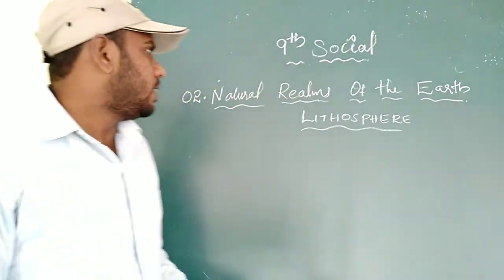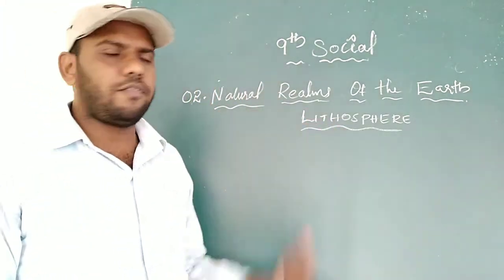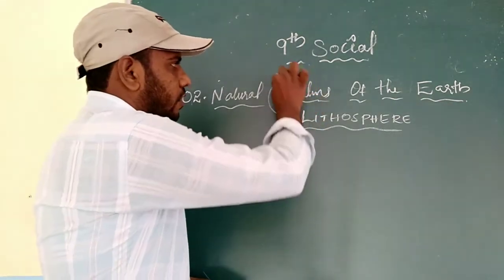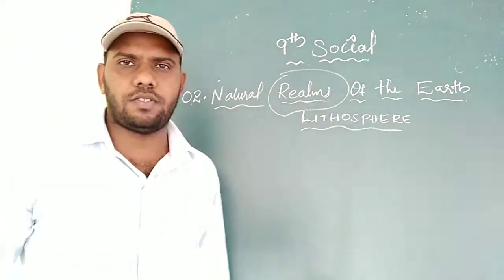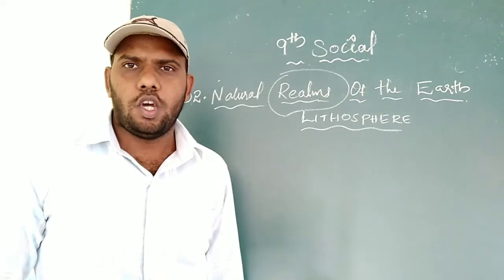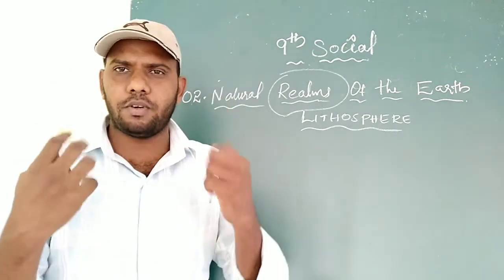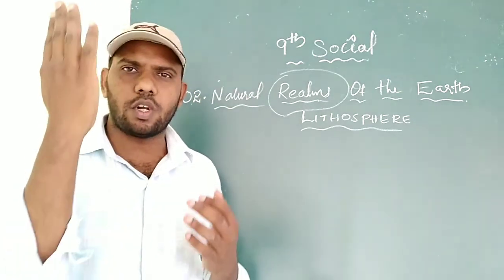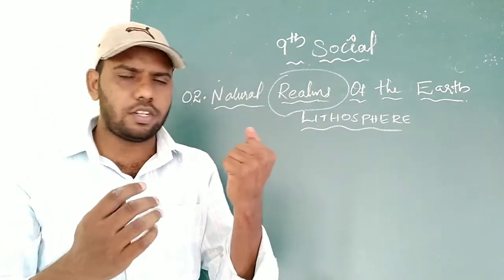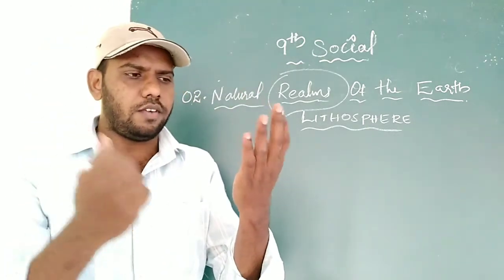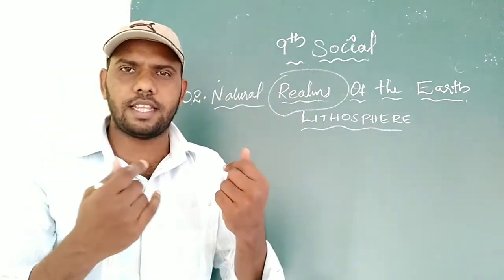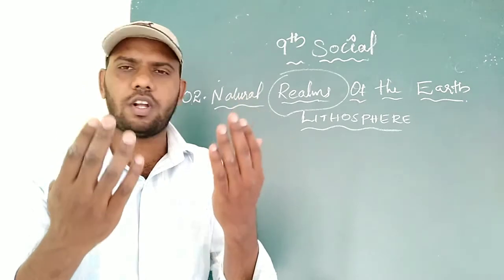Okay, children, the natural realms of the earth, the lithosphere. So what do you mean by realms? For example, among body parts, what do we call this? Hands, and this also hands. Look at this hand, and this hand. Why did we not call this by another name? We commonly call both of them hands.